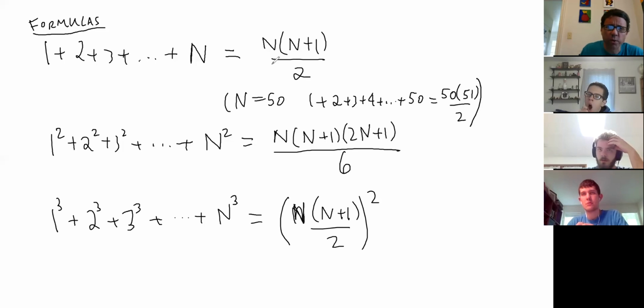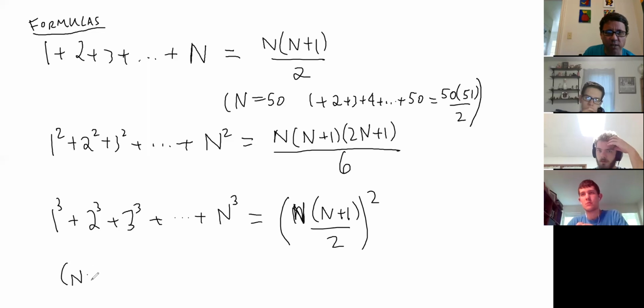So there's this weird relationship: if I added up numbers versus adding up the cubes of those numbers, the formula is either this pattern or it's the square of that pattern. So what? That's kind of nuts.